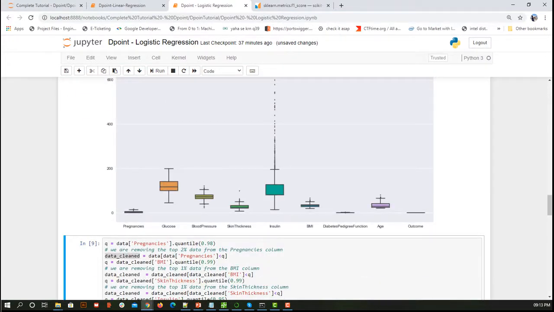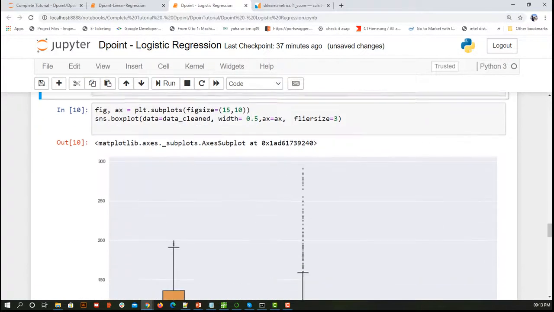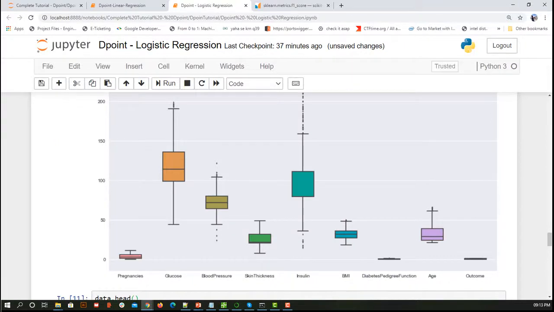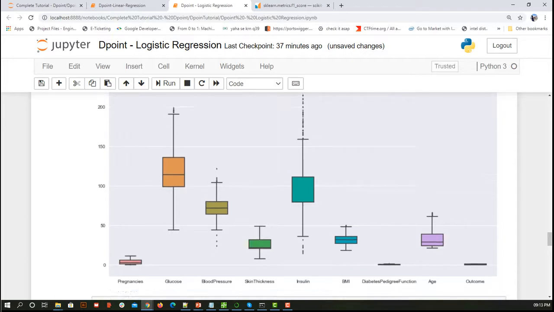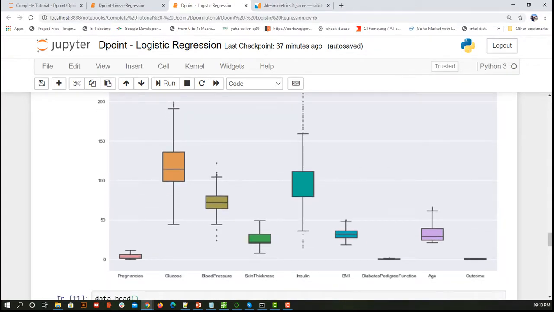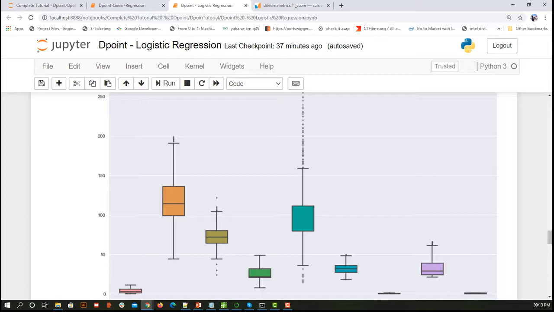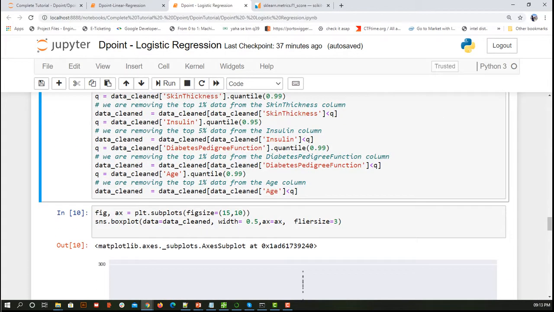In the box plot, let me zoom in a bit, I should have done this before. This is my first quartile, this is my third quartile, the top line is the maximum value, and the bottommost line is my minimum value. Let's talk about insulin. In insulin, after the green box and after this line, which is the maximum value, I can see some points, the dotted things.